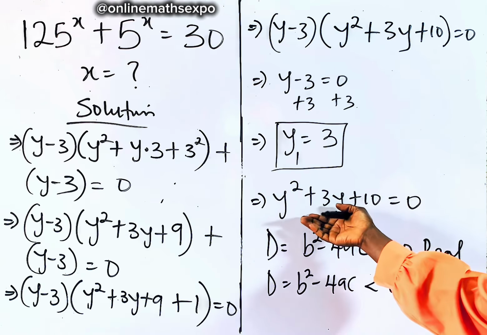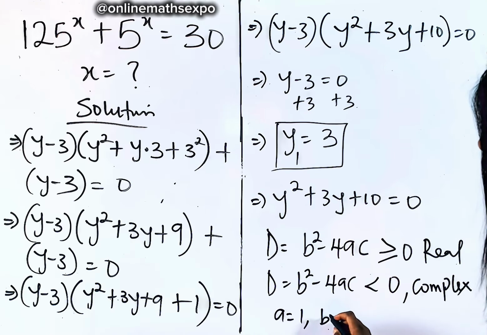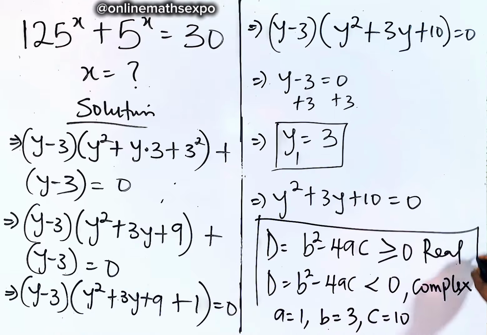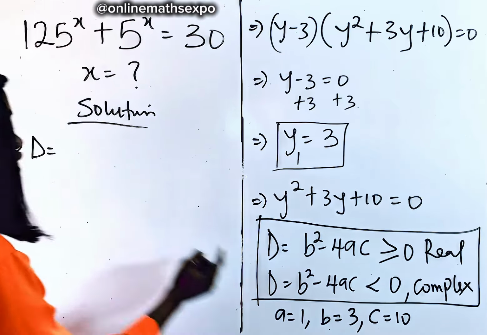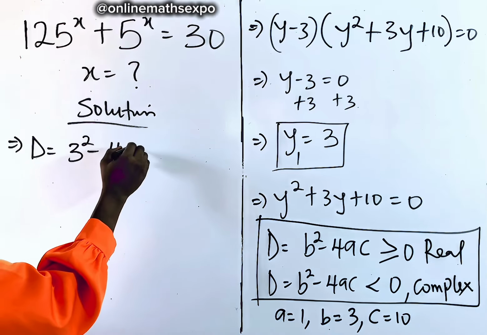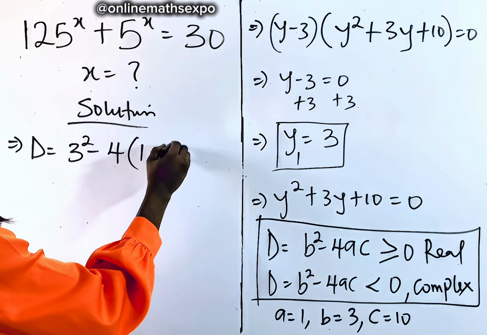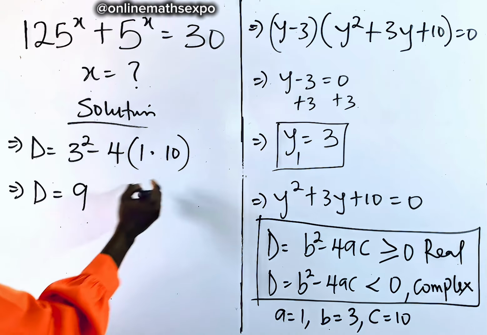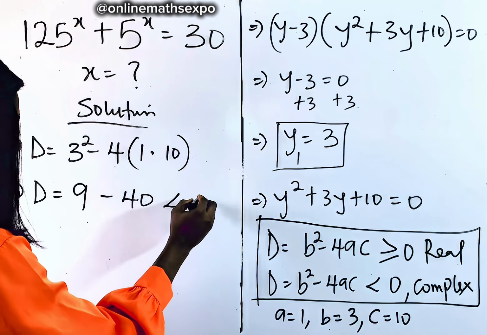Remember, from the equation, your a is the coefficient of your y squared, which is 1. Your b is the coefficient of y, which is 3. And your c is the constant. Now let's plug this in this statement. And if we do that, we are going to have our d is equal to, our b is 3. So we have 3 squared minus 4 multiplied by our a is 1 multiplied by our c is 10. So we have d is 3 squared is 9. When you multiply this, it is negative 40. And when you subtract this, you see it's a number that is less than 0.